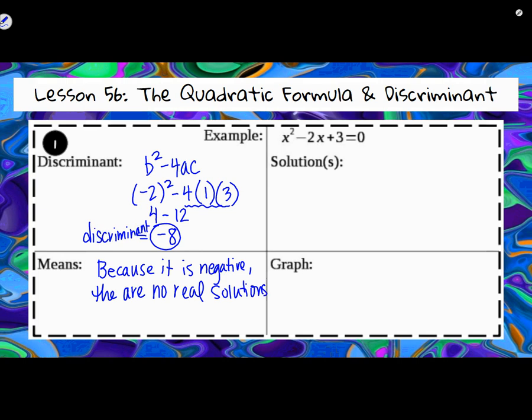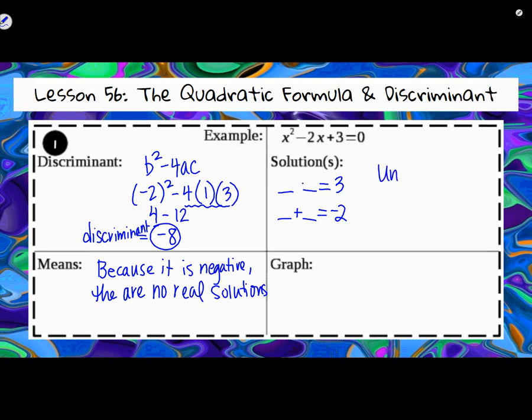Okay, so let's think about what this looks like. If I was going to try to find two numbers that multiply to give me 3 and add to give me negative 2, well, it could be a positive 3 times a positive 1, that would give me a positive 3, or a negative 3 times a negative 1, that would give me a positive 3. But there are no answers.